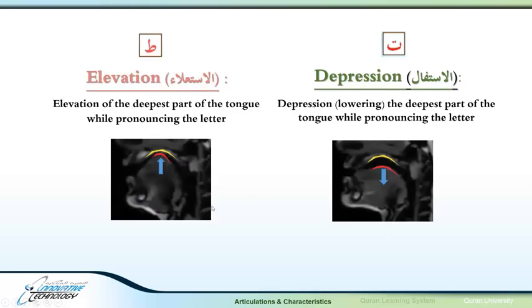Now, the elevation has 7 letters. It's a characteristic of 7 letters, which are those: khas, dad, qad, kha, sad, da, gha, ta, qa, dha. While the depression is a characteristic of all the remaining letters of the alphabet.